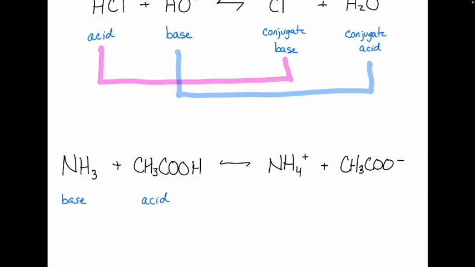All right, so then what does that make my ammonium ion, my NH4+? My conjugate acid, right? The base becomes the conjugate acid. And my acid becomes my conjugate base.